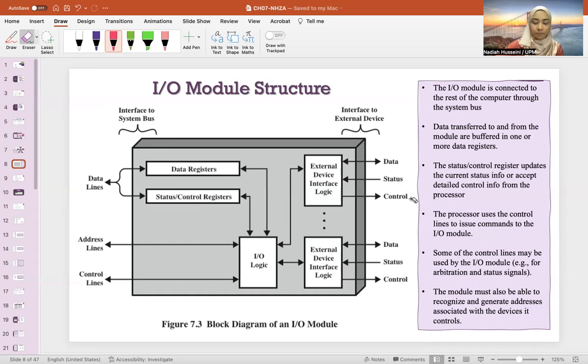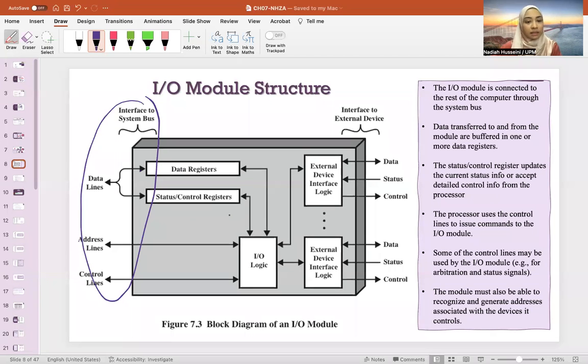Okay, so what you need to remember is that you have your interface to the system bus, you have your interface to the external device. You need to remember what the system bus is, what the lines of the system bus that is connected to the I/O module are, what the lines of the peripheral devices that is connected to your external device interface are, and you have your I/O logic connected to these two registers. These two registers are connected to your data line, and everything else is connected to the I/O logic. Okay, so basically you have to remember this diagram.